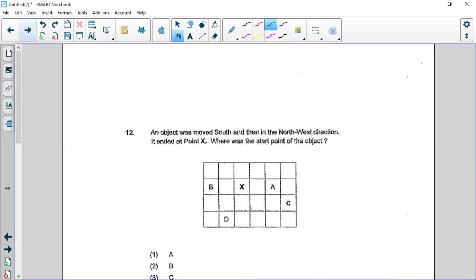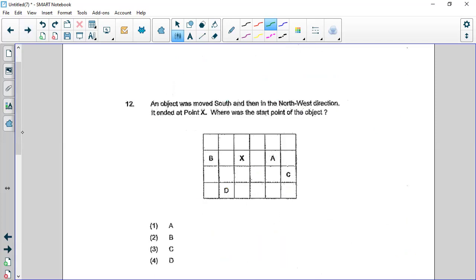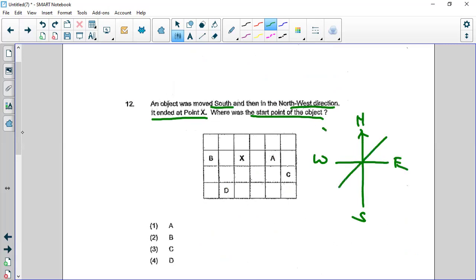Question 12: an object was moved south and then in the northwest direction, and it ended at point X. What was the starting point of the object? Now, first thing you must do is to put the compass. Did you put the compass? If you never, then it's going to be very hard, and you may make some mistakes here. So you have northeast, southeast, southwest, and northwest.